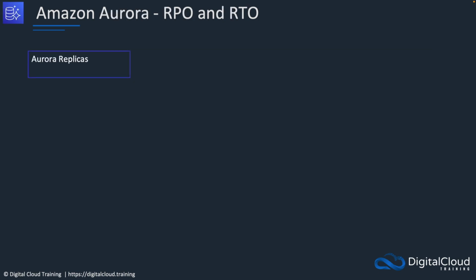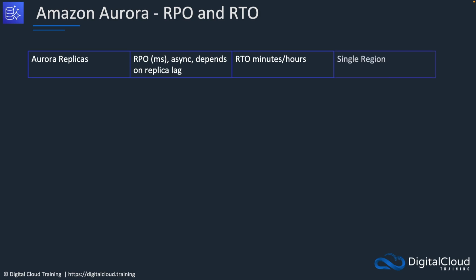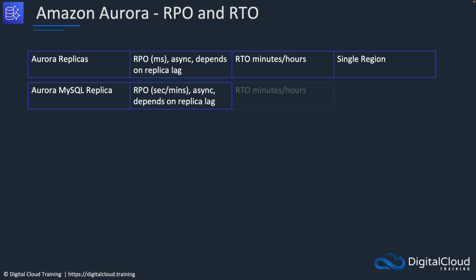Let's look at Aurora. Aurora has replicas. The RPO is in the milliseconds. It's asynchronous, so good RPO considering it's asynchronous, and again depends on the replica lag. The RTO, again, we don't really know. It depends on your database. This is single region. If you want to go cross-region, you'll need the MySQL replica. This has an RPO of seconds to minutes, and that depends again on the replica lag. RTO minutes to hours, and these can be cross-region.